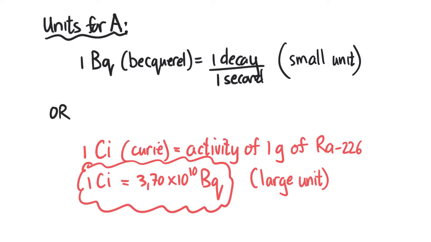Now, looking at units for A, 1 becquerel is 1 decay per 1 second, and that's a small unit. But generally speaking, especially with very radioactive samples, you have a much higher activity. So 1 Ci or 1 curie is the activity of 1 gram of radium-226. So that works out to be 3.7 times 10 to the 10 becquerel. In other words, that is 3.7 times 10 to the 10 decays per second, which is 37 billion decays per second.